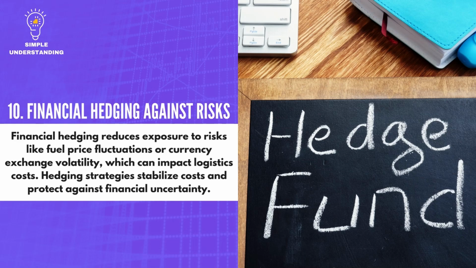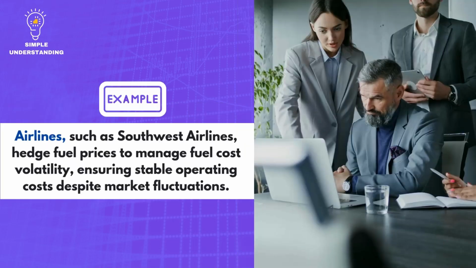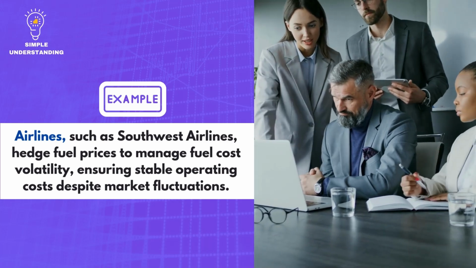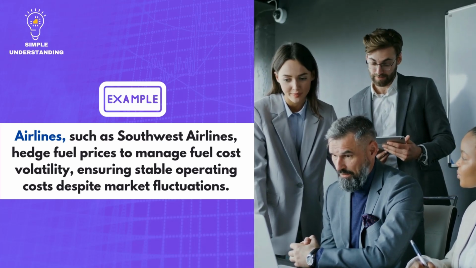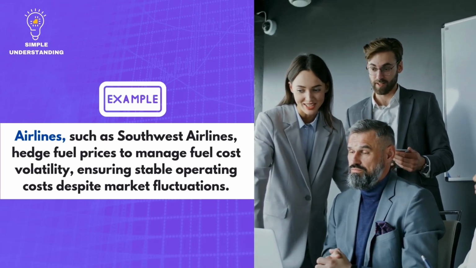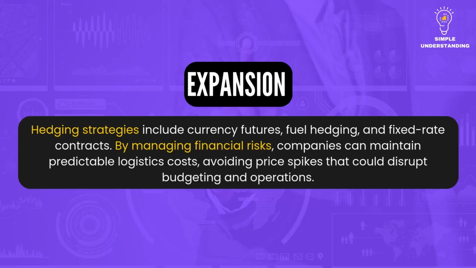10. Financial hedging against risks. Explanation. Financial hedging reduces exposure to risks like fuel price fluctuations or currency exchange volatility, which can impact logistics costs. Hedging strategies stabilize costs and protect against financial uncertainty. Real company example. Airlines such as Southwest Airlines hedge fuel prices to manage fuel cost volatility, ensuring stable operating costs despite market fluctuations. Expansion. Hedging strategies include currency futures, fuel hedging, and fixed-rate contracts.